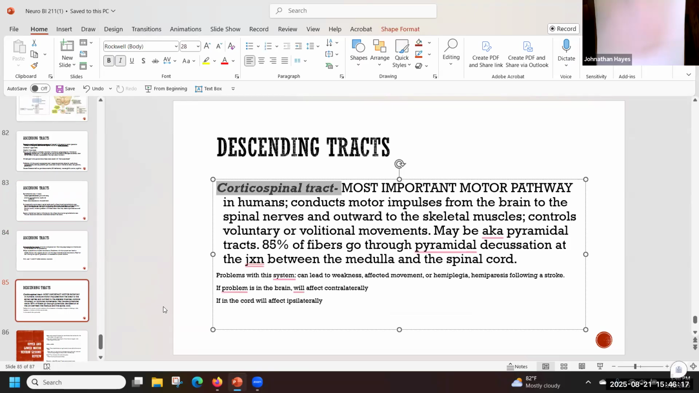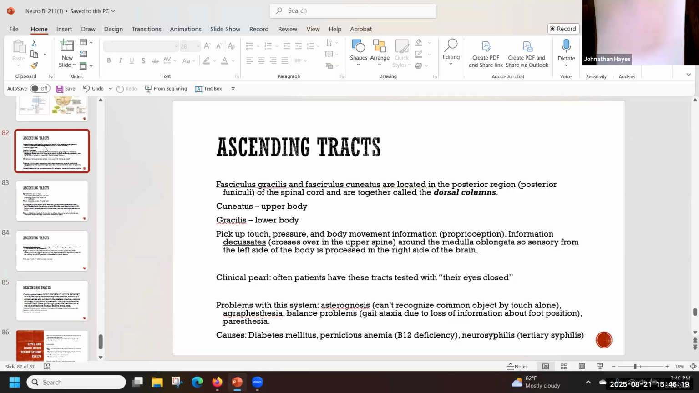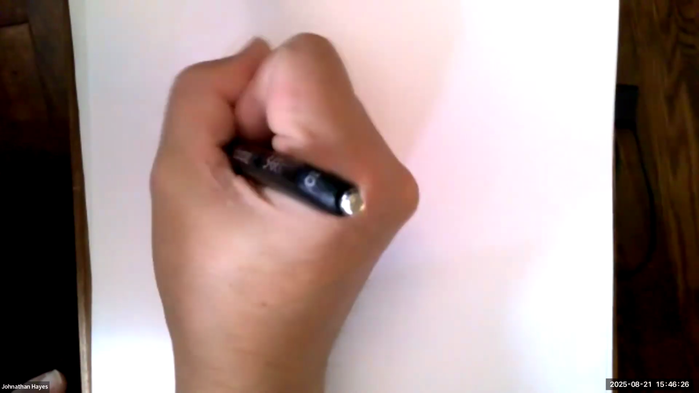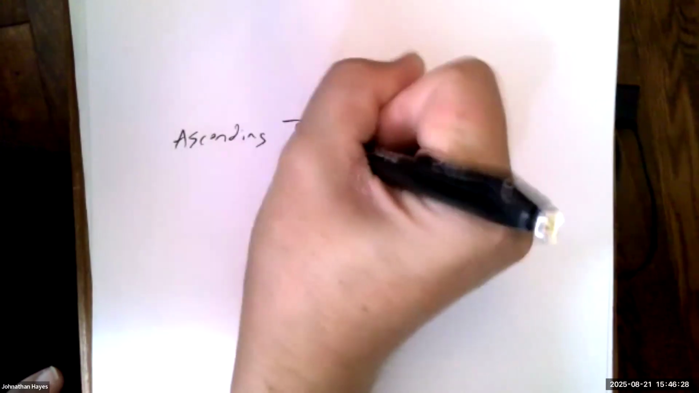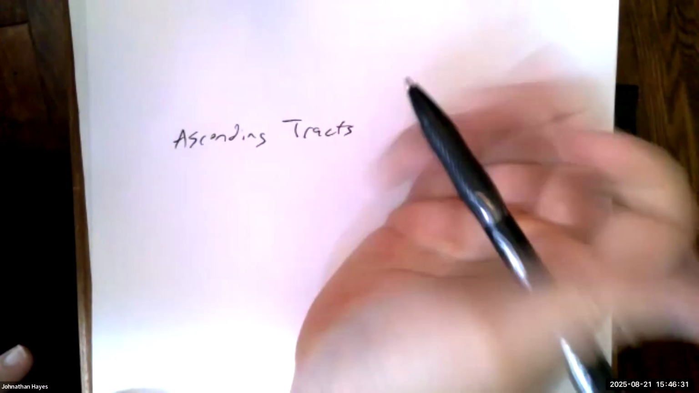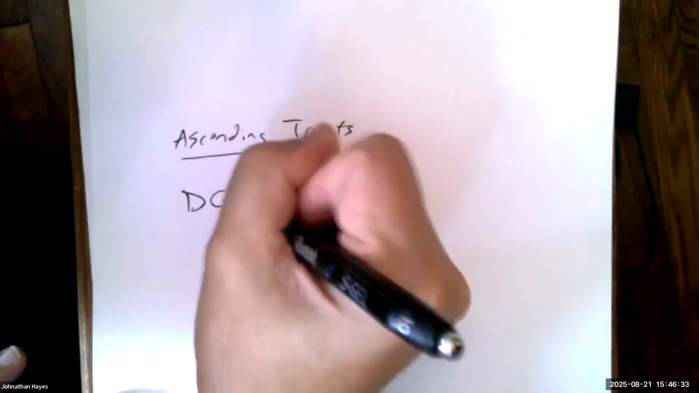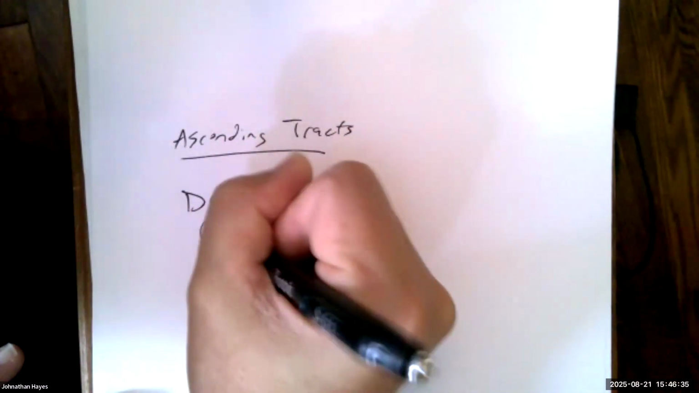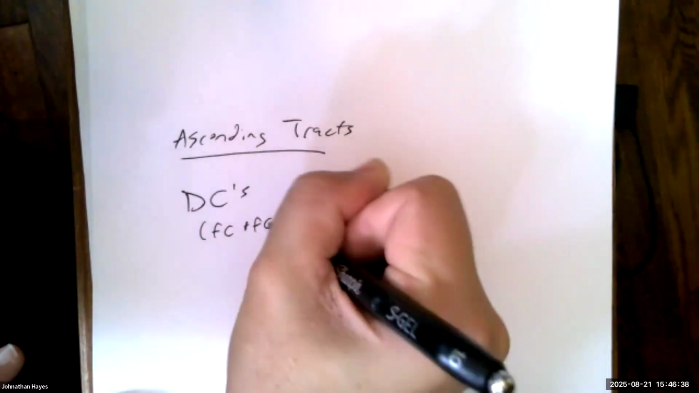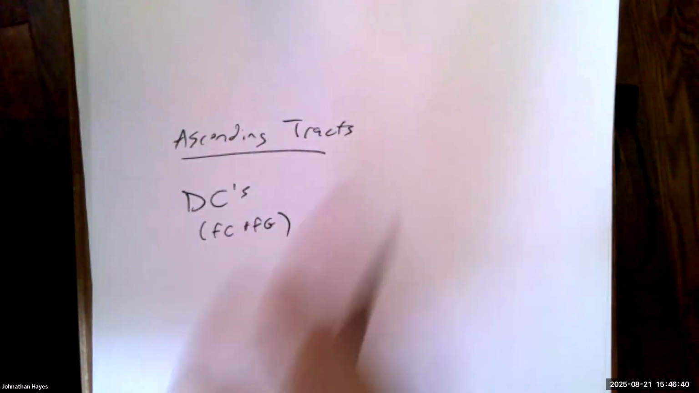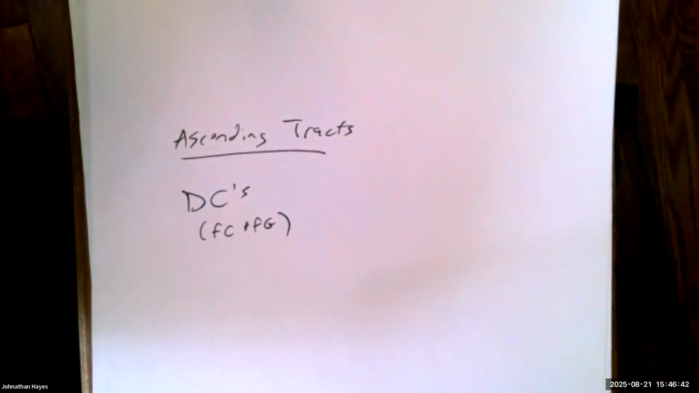So again, nothing new here, but what gets asked about them? Things that get asked about tracts is, if you have these ascending tracts, they carry sensory information up the cord. Dorsal columns is made up of fasciculus cuneatus and fasciculus gracilis, right? Fasciculus cuneatus picks up information for the upper part of the body. Fasciculus gracilis picks up information from the lower part of the body. When you put them together, it makes up dorsal columns.